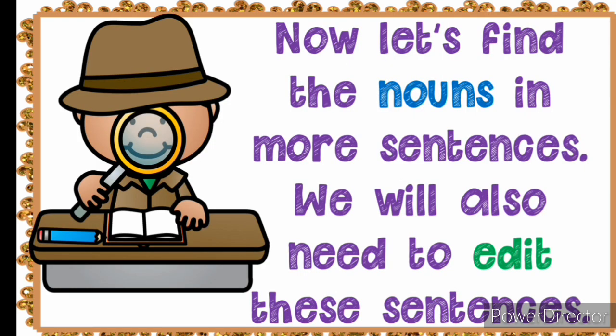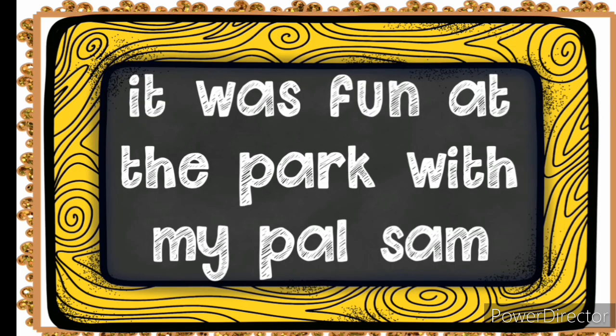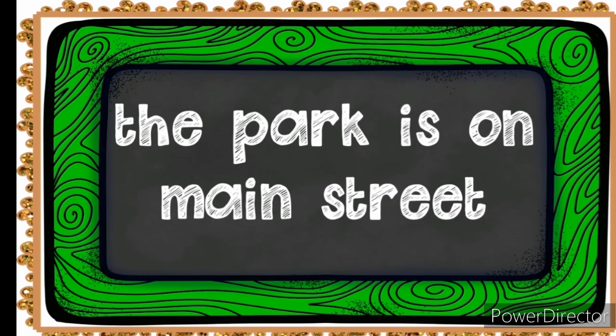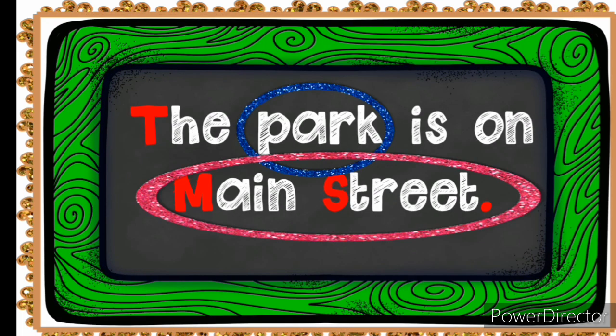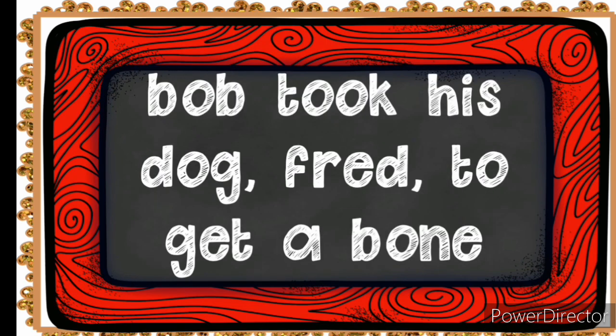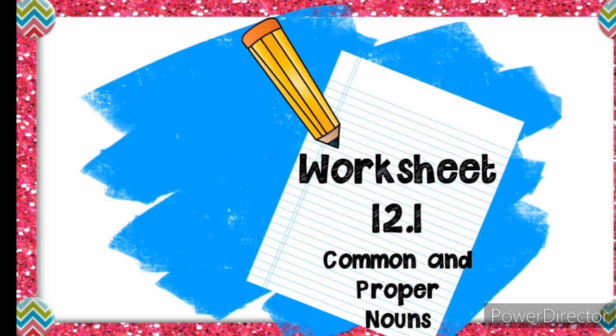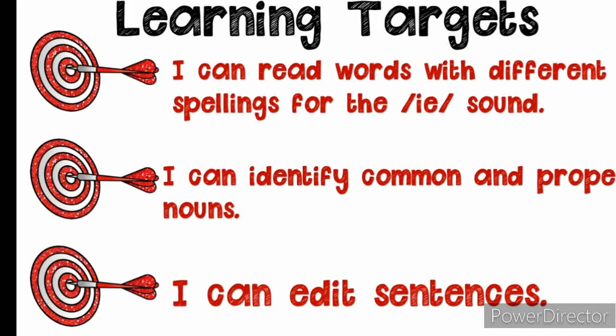Now, let's find the nouns in more sentences. We will also need to edit these sentences. It was fun at the park with my pal, Sam. Now, you can see park, pal, and Sam. The park is on Main Street. Now, Bob took his dog, Fred, to get a bone. You can see Bob, Fred, and dog and bone. Worksheet 12.1, common and proper nouns.